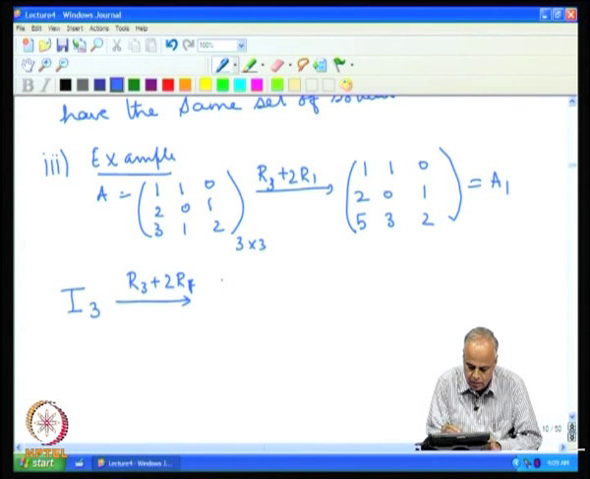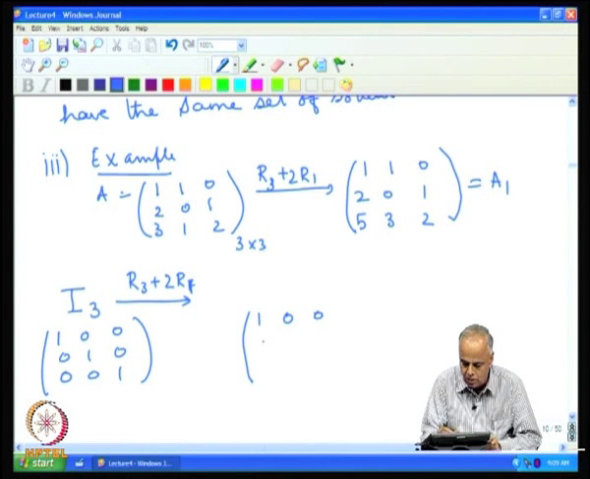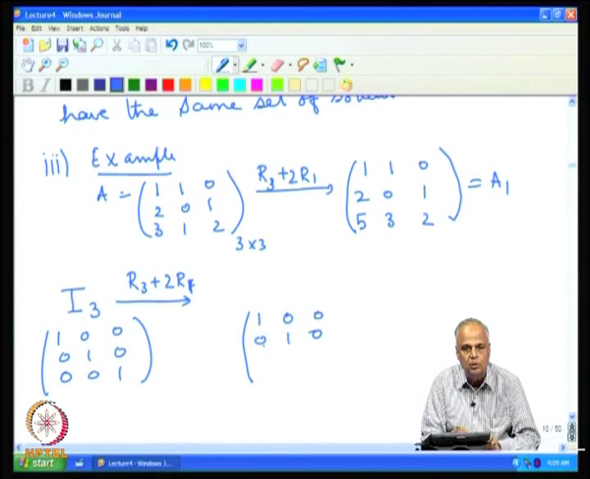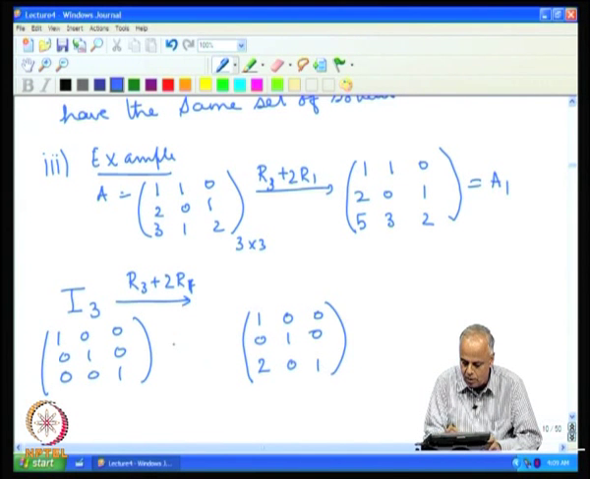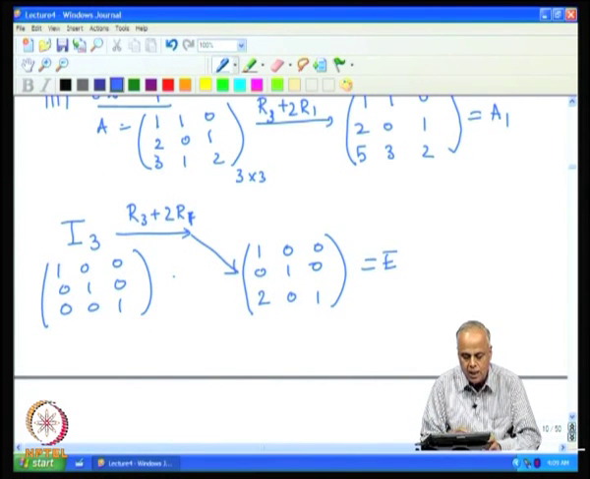What do we get? I is 1 0 0 0 1 0 0 0 1. So, when I apply this transformation, I get 1 0 0 0 1 0. The first two rows are not affected. The third row is going to change by adding twice the first row to it. So, we get this. This is what I call as E. So, when I apply this transformation on I, it is now easy to verify.